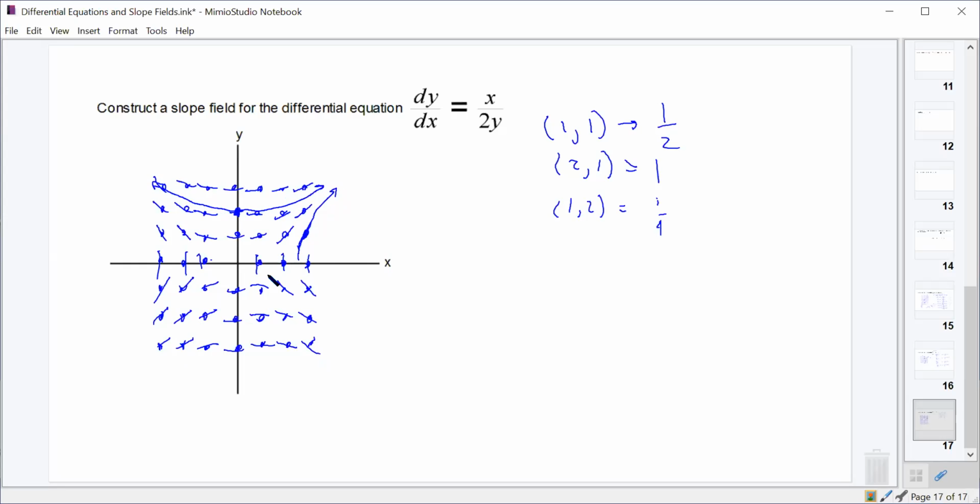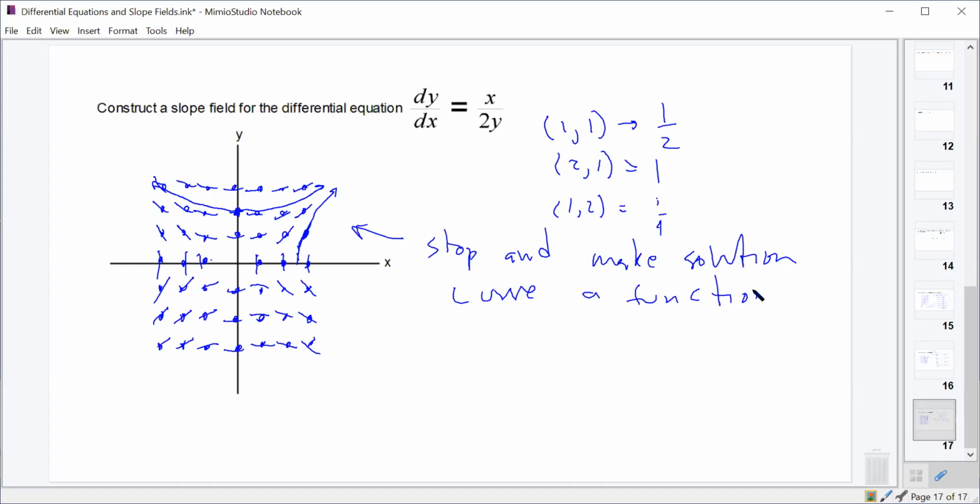But the thing about these solutions to differential equations is we always want them to be a function. And if I were to continue like this, it's no longer a function. True? It doesn't pass the vertical line test. So we have to stop and make my solution curve a function. Your solution curve has to be a function. If your solution curve is not a function, you will get it wrong. So stop here, make it a function. Don't curve down and let the vertical line test fail. Good or no?